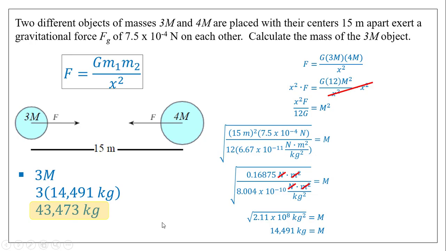And that's it. Okay. If it asks for the 4M, you would do the same step, right? So instead of 3, you would just do 4 times the mass that you just calculated.